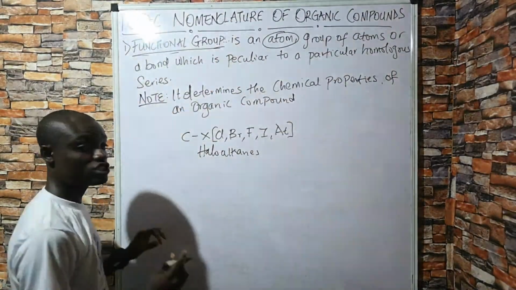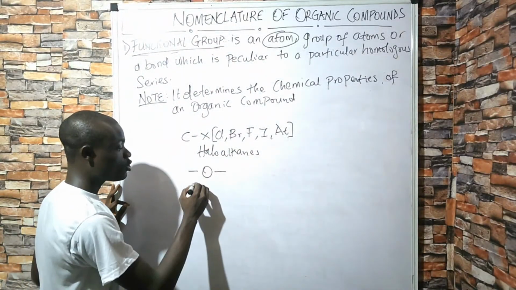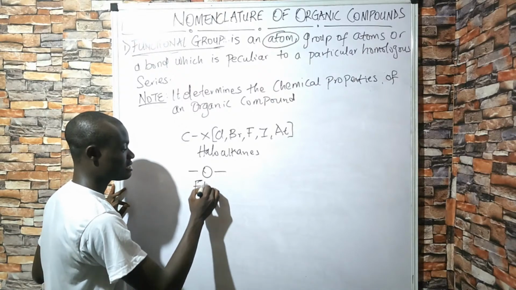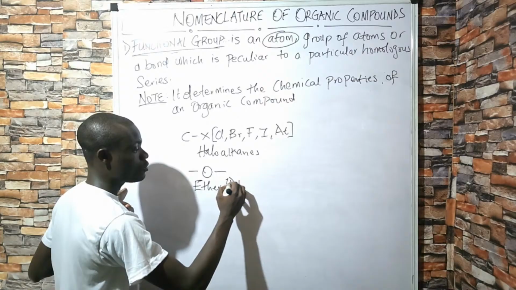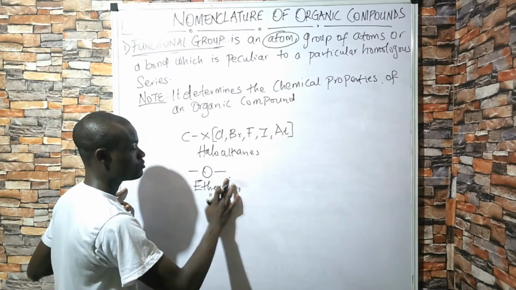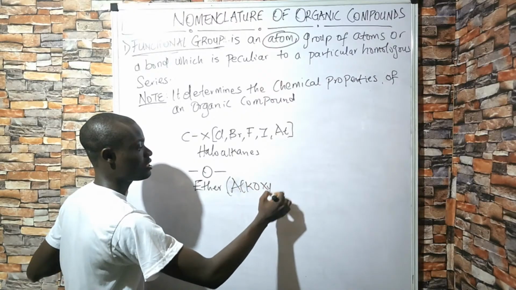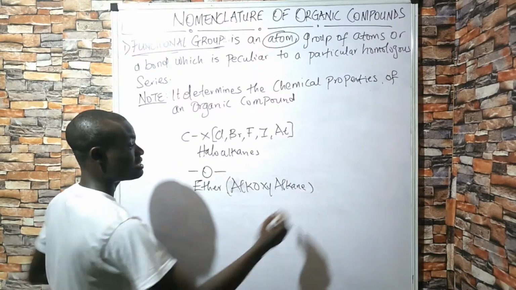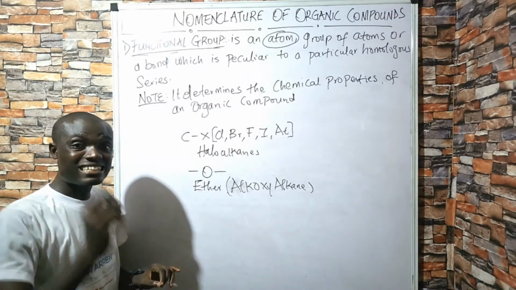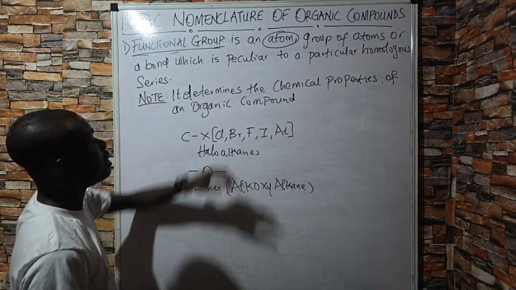There are some compounds that contain just oxygen within them. These compounds we call ethers. Ethers, that's their own name, or the IUPAC name is what we call them, alkane. So you tend to see compounds that have just an atom, and that atom is their functional group. So a functional group can be an atom.